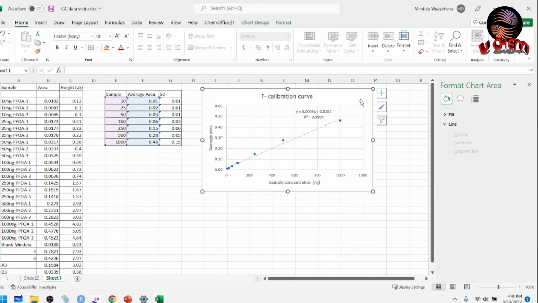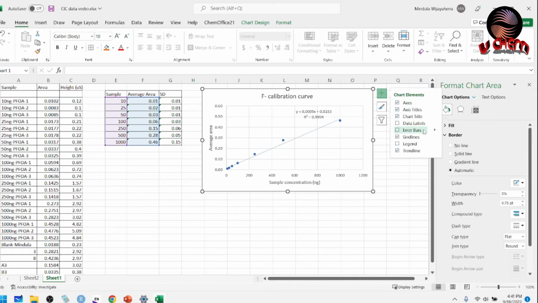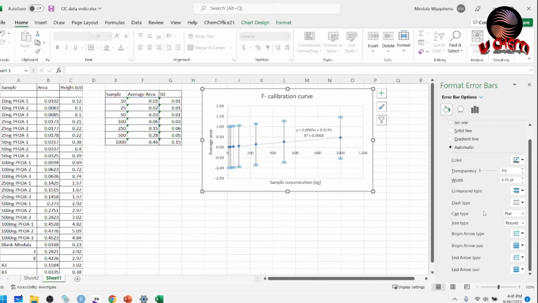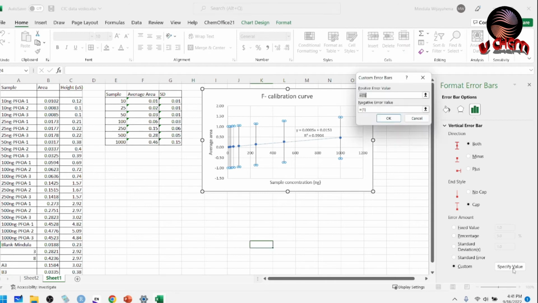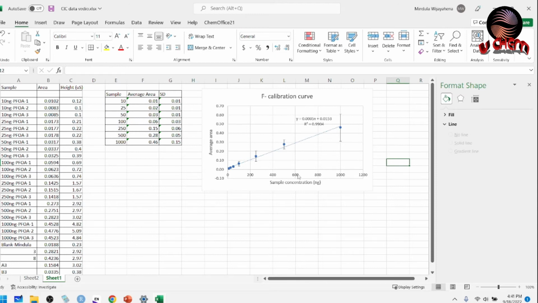Oh, wait, I forgot something. I forgot to put error bars. Now don't hit this one. You need to go for more options and select the graph icon and then go to custom, then hit specific values. Actually you have values, so we're gonna put those. For the positive errors, select this and put it like that, and for the negative errors as well, put it like this, then hit OK. Oh, nice. See, now you have your errors.